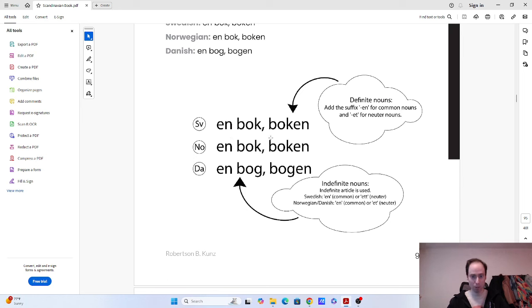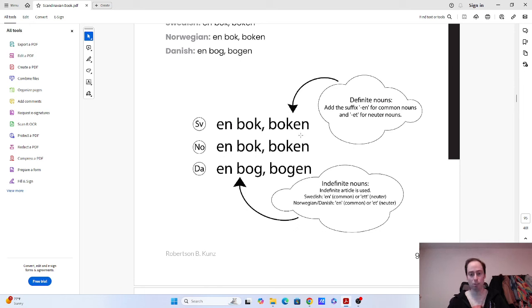So the first thing you'll notice is that when we say the book in Swedish, Norwegian, or Danish, we put the word en at the end of the word. And if it's before the word, it becomes a. So a book, but then we say something like book the.